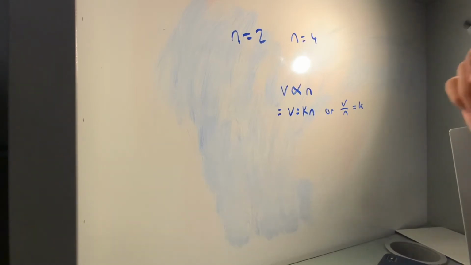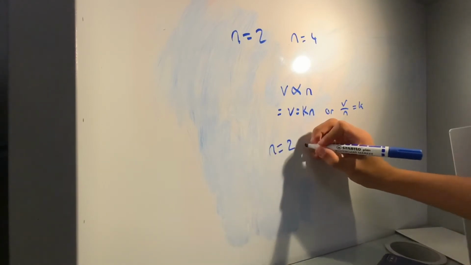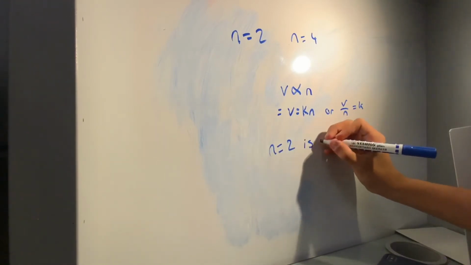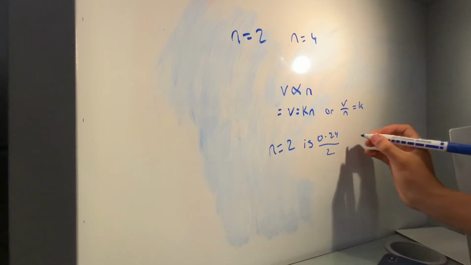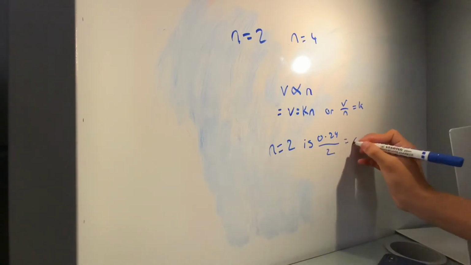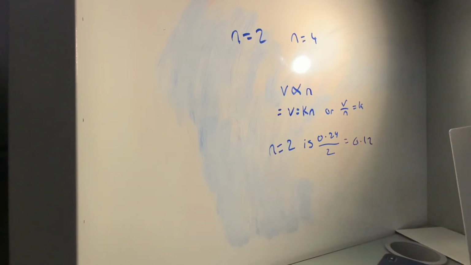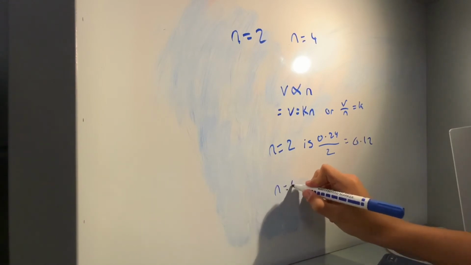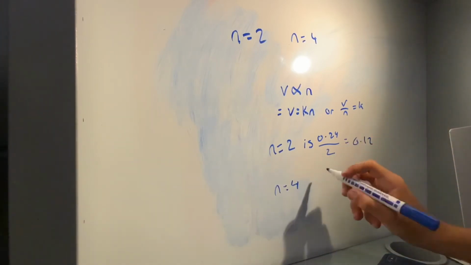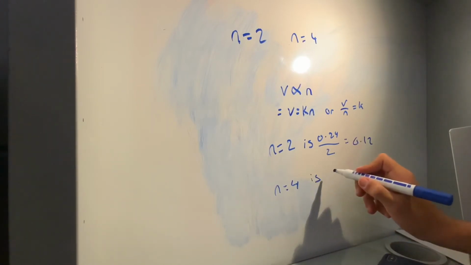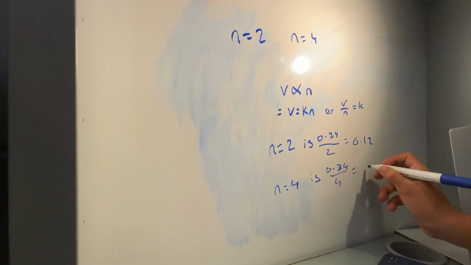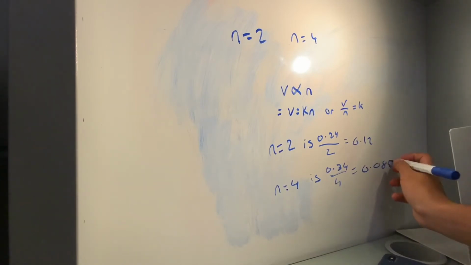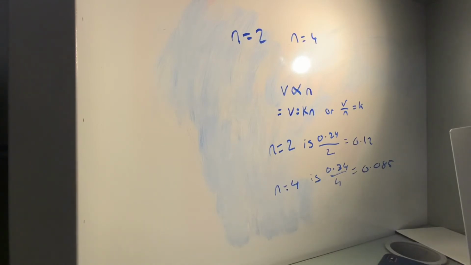So our v when n equals 2 is equal to 0.24 over 2, because we bring this 2 here, which is equal to 0.12, and when n is equal to 4, it's 0.34 over the 4, which is equal to 0.085, and therefore it's not proportional because we don't get a constant value at the end.